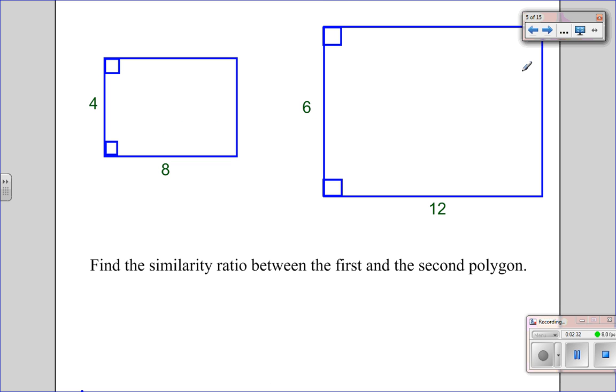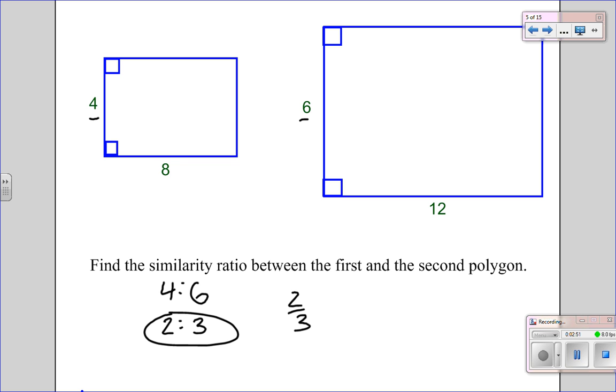All right, so let's find the similarity ratio between the first and the second polygon. This side of 4 corresponds to this side of 6. So 4 to 6, and that of course reduces down to 2 to 3 because 2 goes into 4 twice, 2 goes into 6 3 times. So 2 to 3 like that, or you can write it as a fraction, of course. If you had checked with 8 and 12, you would have seen that the answer would have come out the same because 4 goes into 8 twice, 4 goes into 12 3 times.